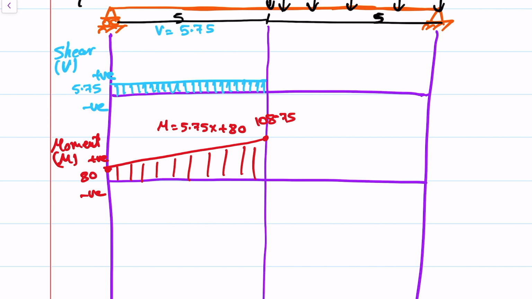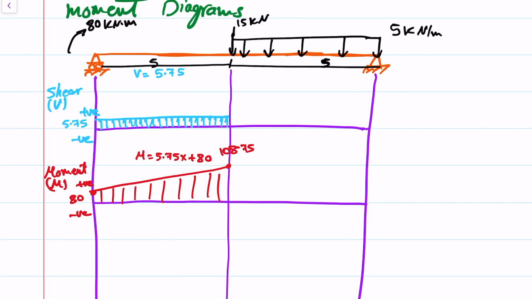Okay. The second part, the moment equation is a little bit more complicated. So let me write it down here. M is equal to negative 5 over 2 x squared plus 15.75x plus 92.5. And for the shear, it was negative 5x plus 15.75.